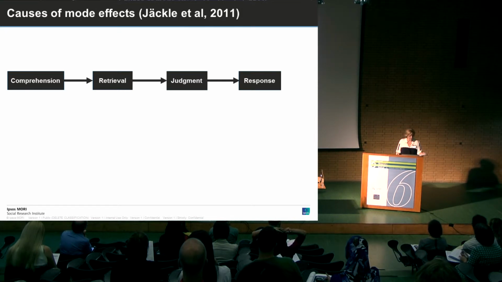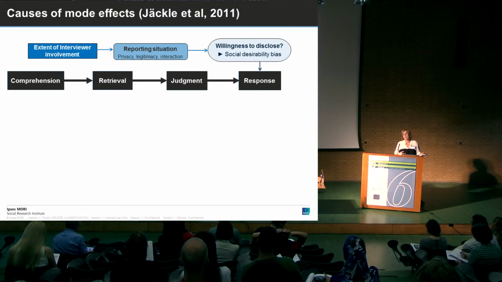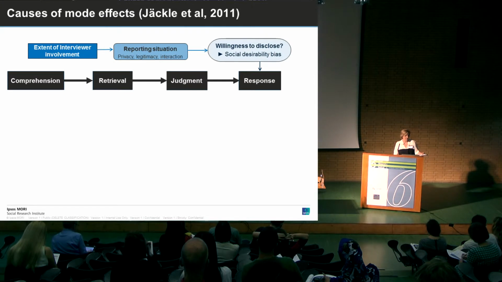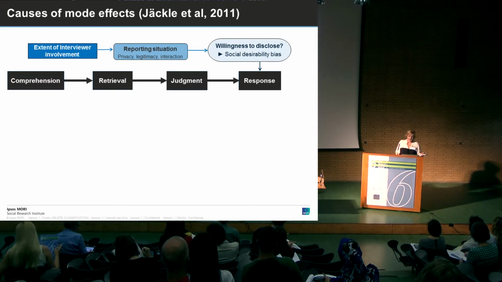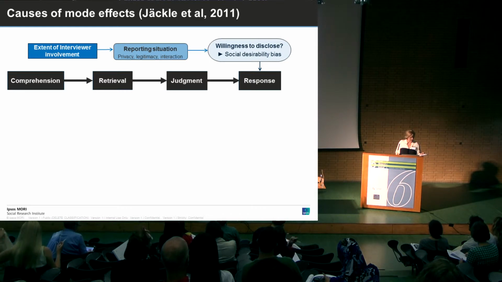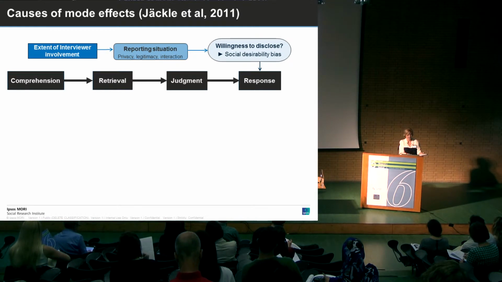Now, there are a number of reasons why this process may produce different answers depending on the mode in which the question is being asked. First of all, the respondent may be reluctant to share sensitive information with an interviewer compared to self-completion modes, and that's because of the lack of privacy. Also perhaps the lack of perceived legitimacy of actually asking the sensitive question. And there's a lot of evidence in the literature actually demonstrating that interview-administered modes are more prone to social desirability bias than self-completion modes.